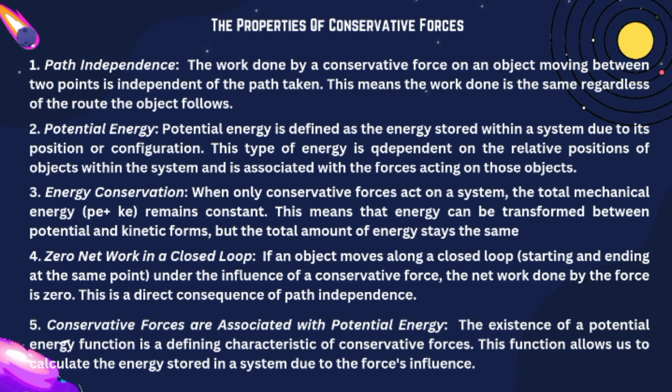Energy conservation. When only conservative forces act on a system, the total mechanical energy, PE or potential energy, plus KE or kinetic energy remains constant. This means that energy can be transformed between potential and kinetic forms, but the total amount of energy stays the same. Zero net work in a closed loop. If an object moves along a closed loop, starting and ending at the same point, under the influence of a conservative force, the net work done by the force is zero. This is a direct consequence of path independence. In any closed path, the work done by a conservative force is equal to zero.